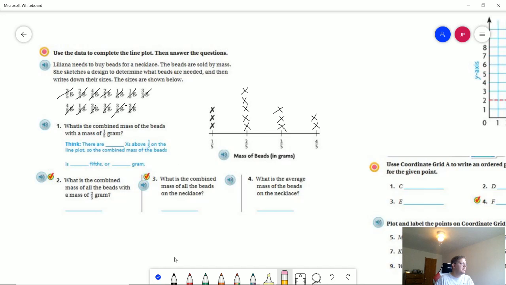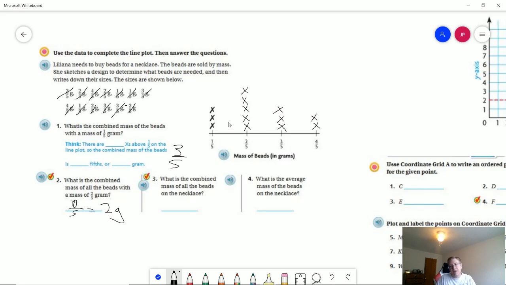1/5 size beads, and so that would give us 3/5. I have 5 that are 2/5 each, so we could say 2, 4, 6, 8, 10. We could make an improper fraction of 10/5. We could go ahead and reduce that and say that that would be 2 grams.